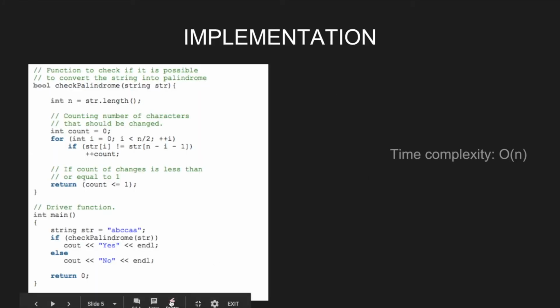Now let's have a look at the implementation. We initialize n as the length of the string, then count the number of characters that should be changed. Run a loop till half length and check if string[i] is same as string[n - i - 1], if not, increment the count. If count of mismatches exceed 1, we return false, else we return true.